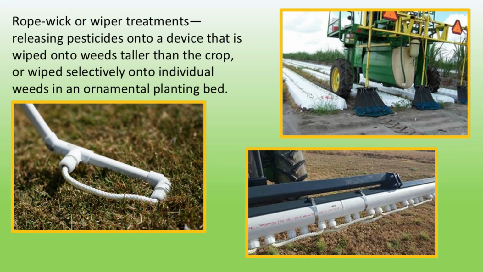With rope wick or wiper treatments, this is going to be releasing pesticides onto a device that is wiped onto the weeds taller than the crop, or wiped selectively onto individual weeds in an ornamental planting bed. So this is going to be really common again in farming and agricultural types of treatments, and can also be used on weeds in an ornamental planting bed as we've just talked about.